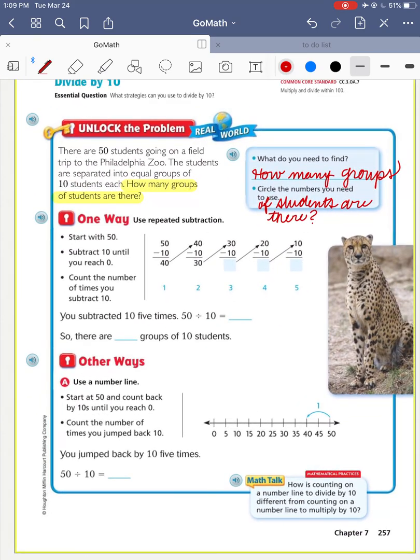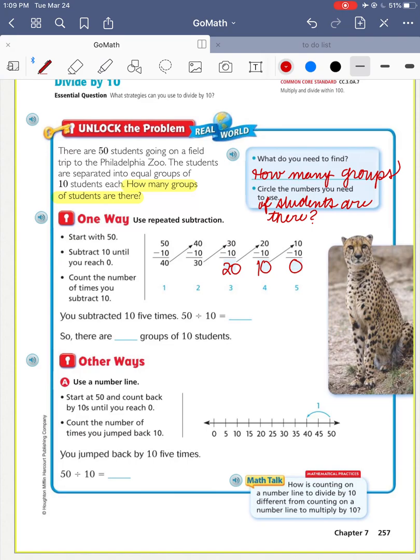All right, so the first way they're showing us how to do it is repeated subtraction. So we're going to subtract 10 until we reach 0. So 50 minus 10 is 40, 40 minus 10 is 30, 30 minus 10 is 20, 20 minus 10 is 10, then 10 minus 10 is 0. So you keep subtracting until you get to 0.